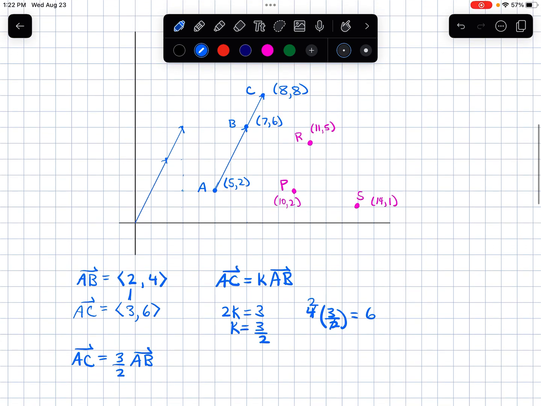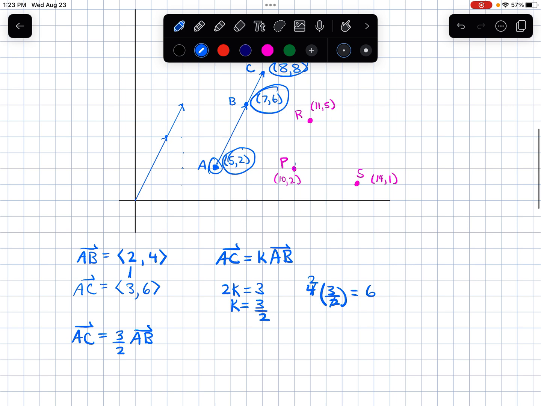Now you might wonder, what does that have to do with whether they lie on the same line? Well, both of these vectors started at A. They have the same initial point. Vectors that have the same initial point and are parallel must be on top of the same line, right? They're at the same place, they're just different lengths. In other words, parallel vectors that both start at the initial point A are on the same line. So 5, 2, 7, 6, and 8, 8 are all on the same line. They're all collinear. So that's what we do. We make vectors AB and AC, and notice whether they are multiples of each other. And if they are, then those points are collinear.